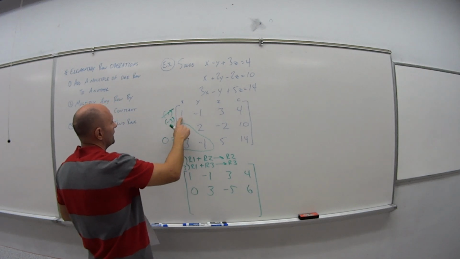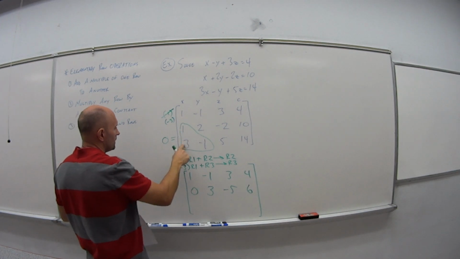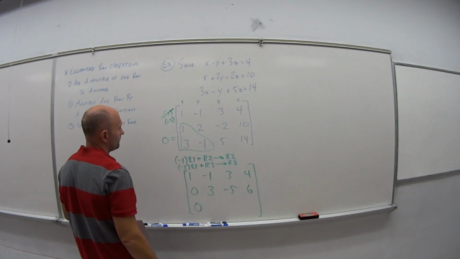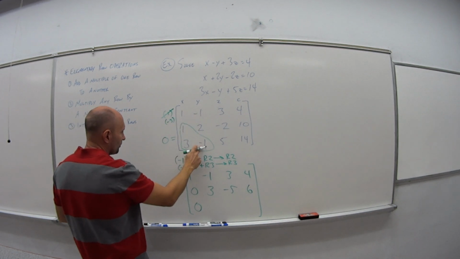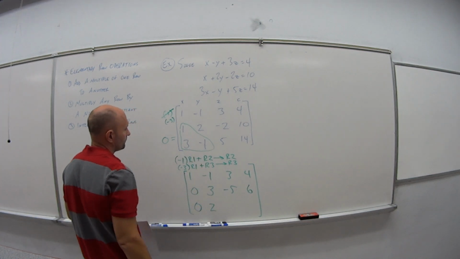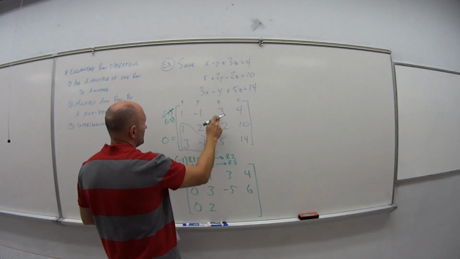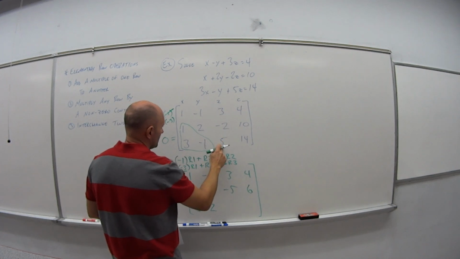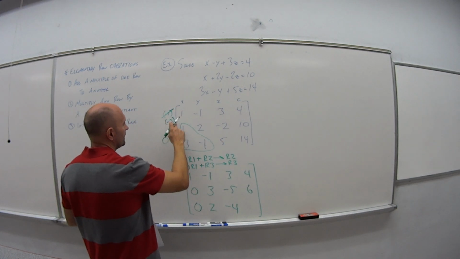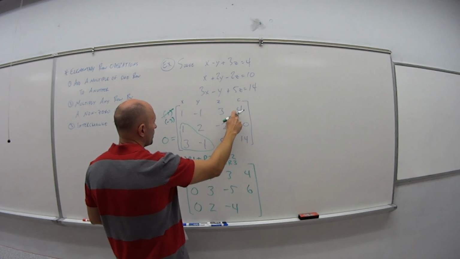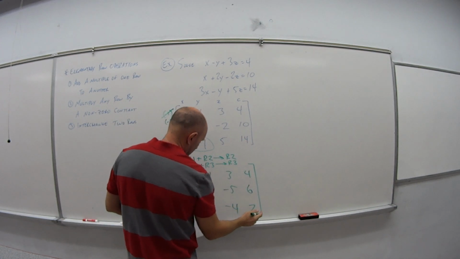So if I do that, -3 times 1, -3, plus 3, 0. -3 times -1 is +3. 3 minus 1 is 2. -3 times 3 is -9, plus 5 is -4. -3 times 4 is -12, plus 14 is 2.